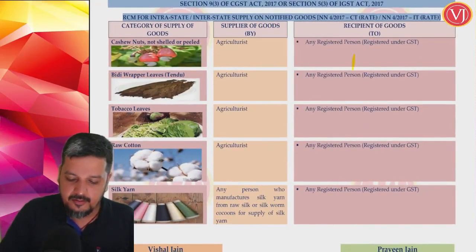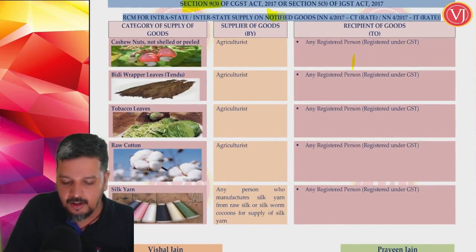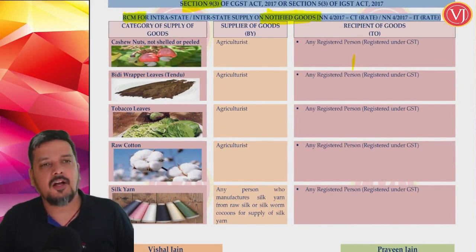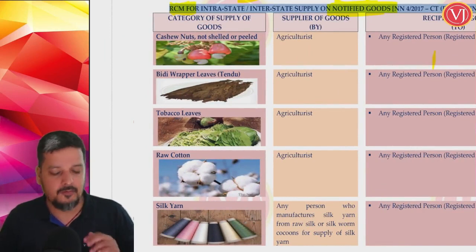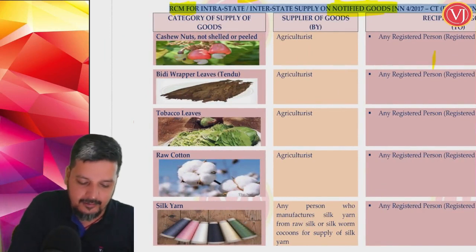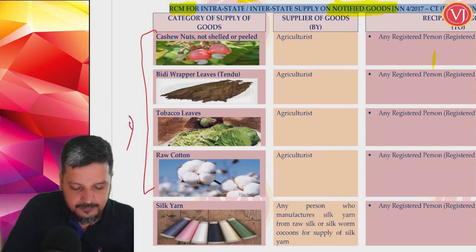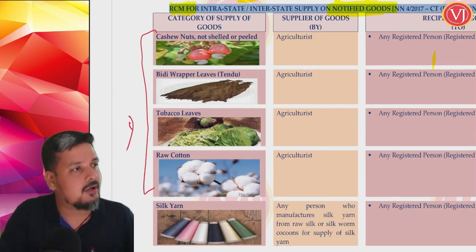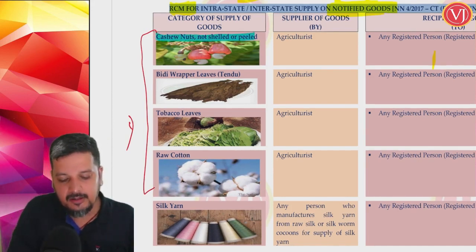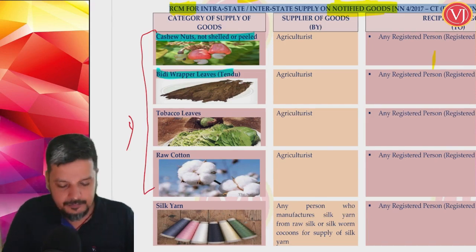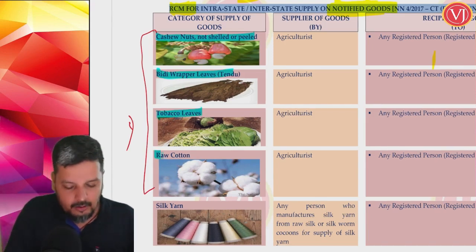Section 9(3) RCM on your notified goods. Please focus here that you are talking about the list of notified goods. First, we will consolidate this list as the first list, where you are talking about cashew nuts, not shelled or peeled, BD wrapper leaves, otherwise called tendu, tobacco leaves, raw cotton.